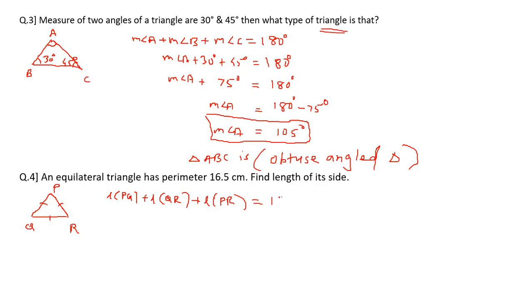is equal to 16.5 centimeter. But these three are actually the same, so we write here 3 times length PQ, because all of them are congruent or equal. So here 3 times length PQ is equal to 16.5. So length PQ is equal to 16.5 divided by 3.